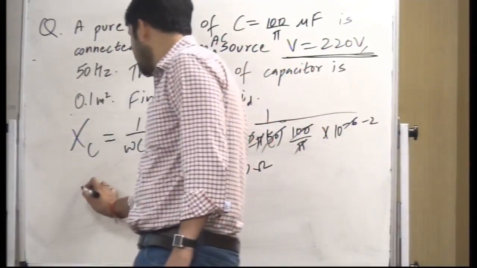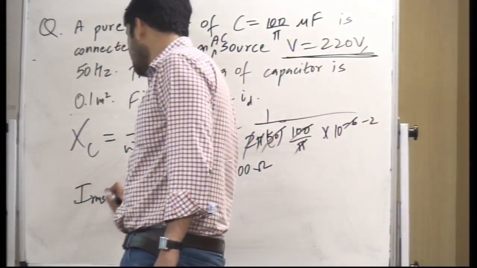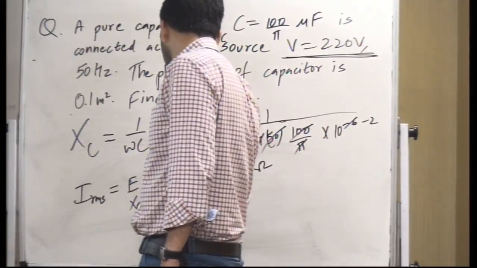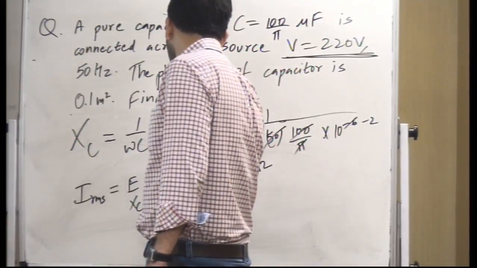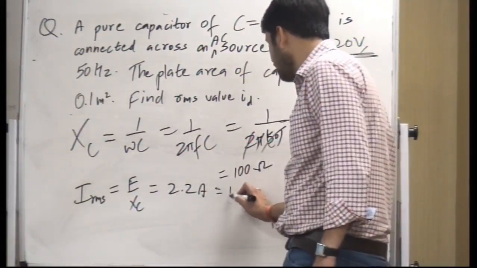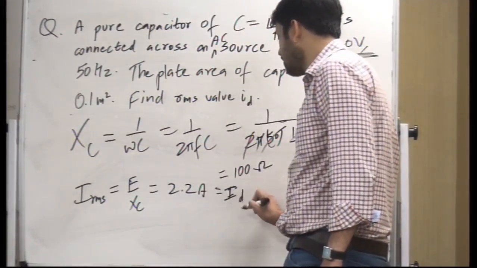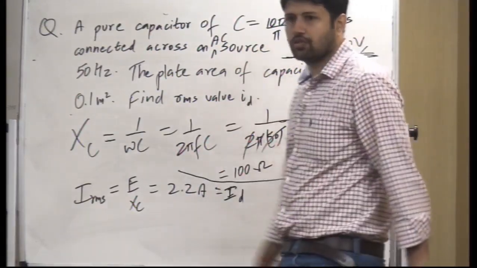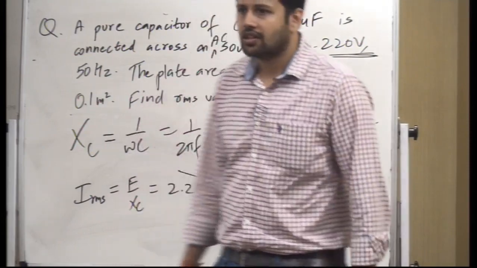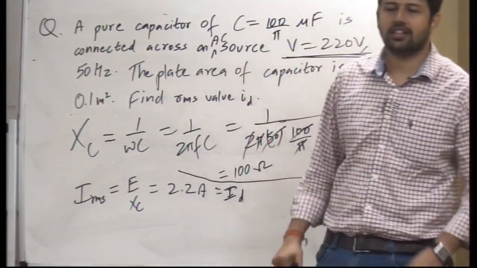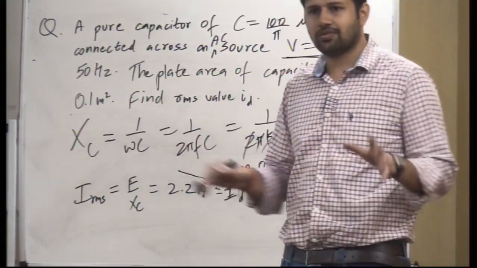So the RMS current, the conduction current, would be how much? E upon XC, which would be 2.2 ampere, and we already know that the conduction current is always equal to the displacement current. The question would try to mislead you into finding conduction current, but if you don't know that conduction and displacement currents are equal, you would always feel lost.